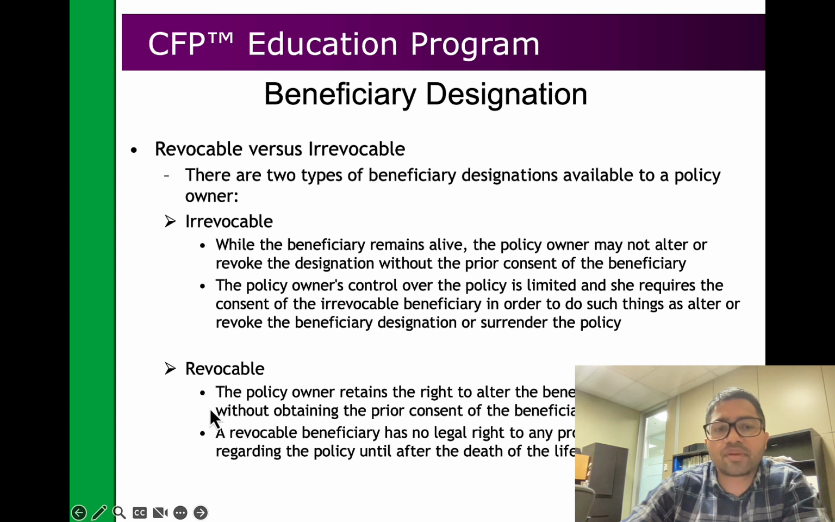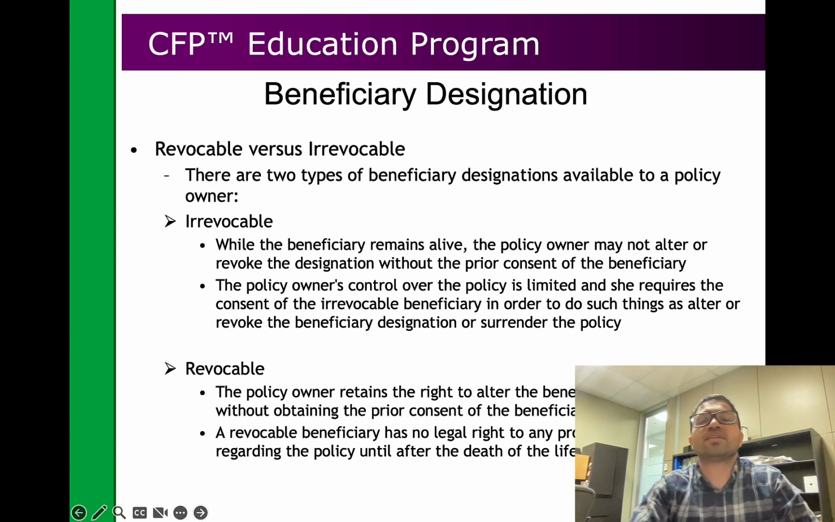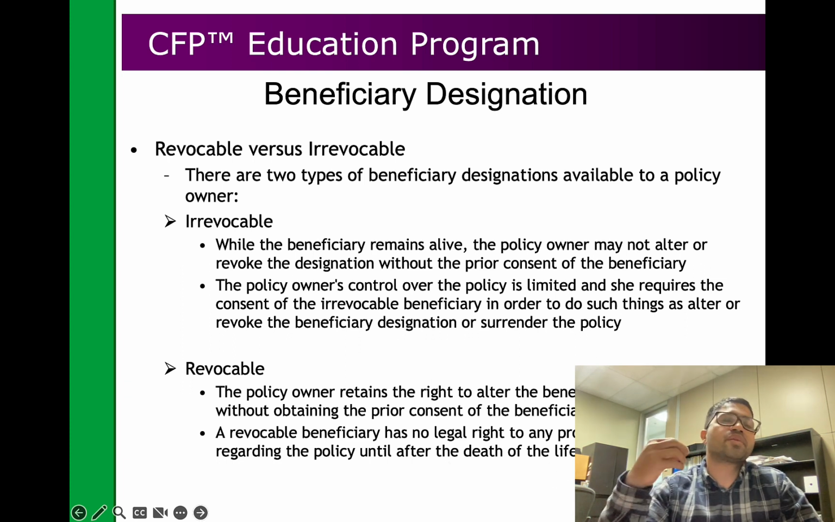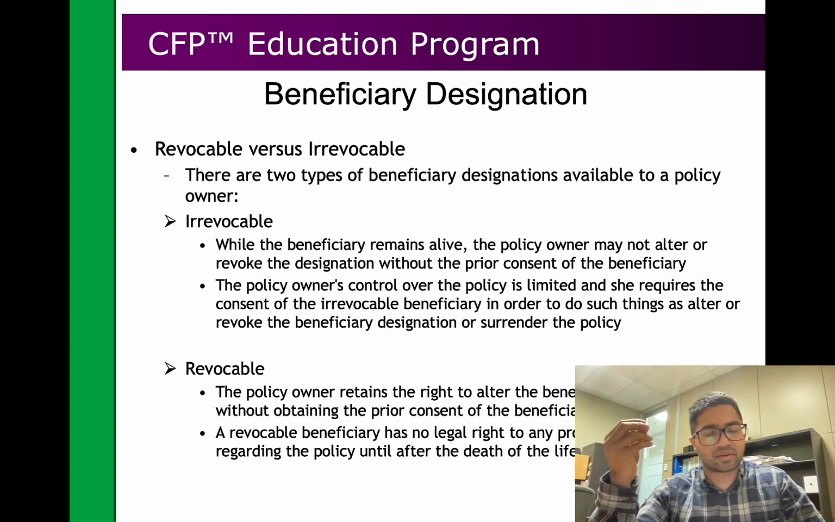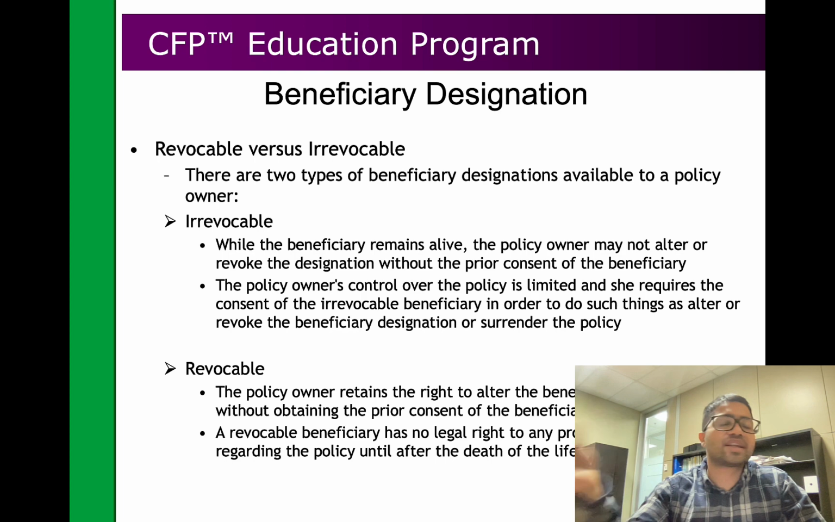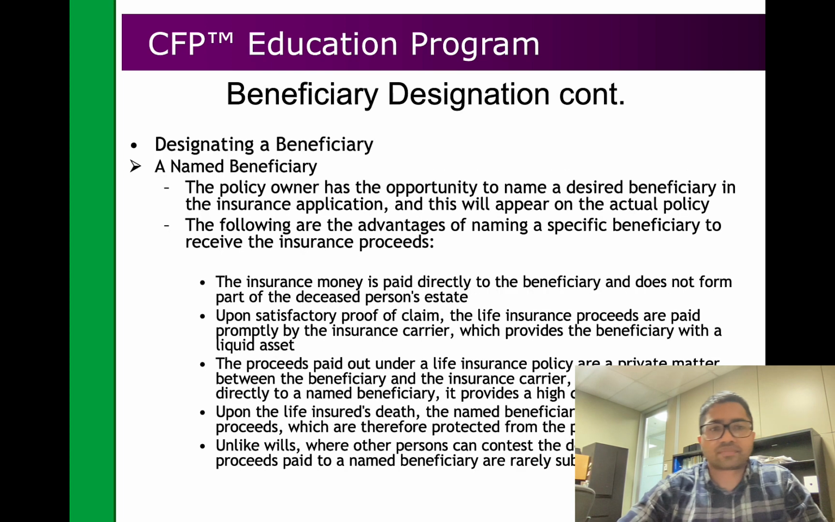Revocable means the policy owner retains the right to alter the beneficiary designation without obtaining the prior consent of the beneficiary. A revocable beneficiary has no legal rights to any proceeds or decisions regarding the policy until the death of the life insured. So simply, irrevocable means you cannot change it without the consent of the beneficiary. Revocable means you don't need the consent. You can unilaterally change the beneficiaries.